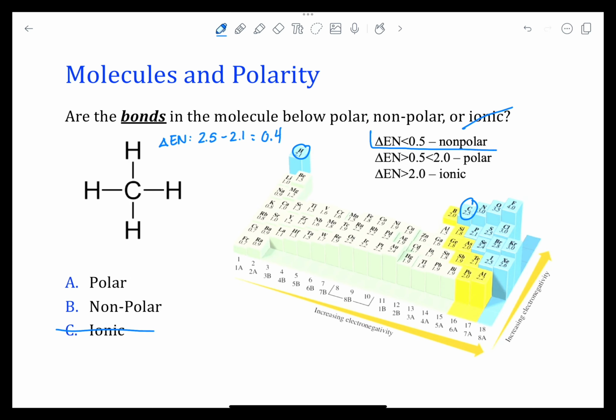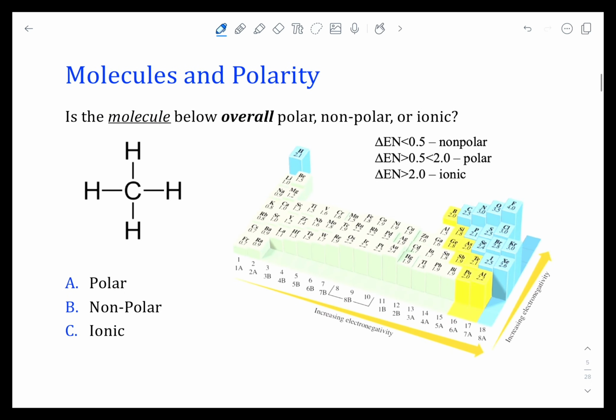That falls into our first category. So the bond itself is going to be nonpolar. Okay, because the electronegativity difference is less than 0.5, the bond itself is nonpolar. Now we're going to take it one step further and ask, is the molecule overall polar, nonpolar, or ionic? Well, again, it's not going to be ionic at all. Goodbye. Okay, so is the molecule polar or nonpolar?